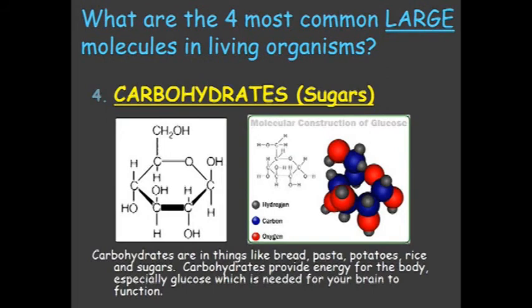Okay. Finally, on the large molecule list, we have carbohydrates. Carbohydrates are found in breads, they're found in pasta, potatoes, rice, sugar. Carbohydrates are made out of hydrogen, carbon, and oxygen. This is a simple carbohydrate that they're showing you here. So we have glucose. You could create a complex carbohydrate by linking together multiple sugars.